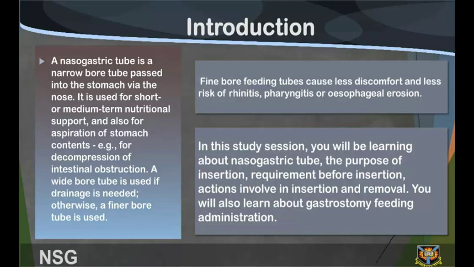It is used for short or medium-term nutritional support and also for aspiration of stomach contents, e.g., for the decompression of intestinal obstruction. A wide bore tube is used if drainage is needed. Otherwise, a finer bore tube is used. Fine bore feeding tubes cause less discomfort and less risk of rhinitis, pharyngitis, or esophageal erosion.